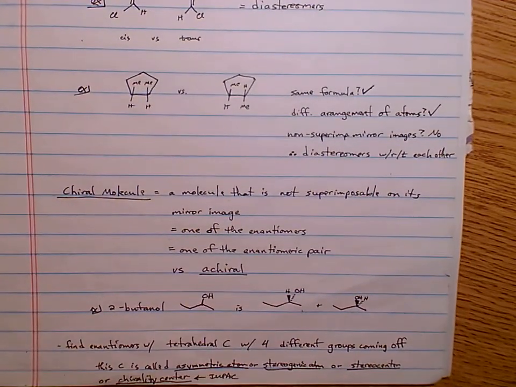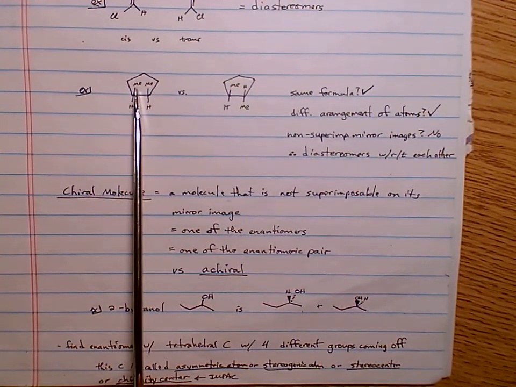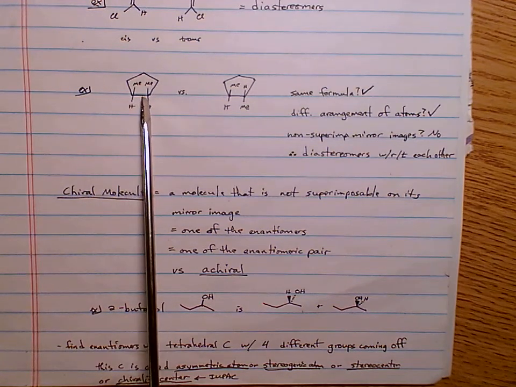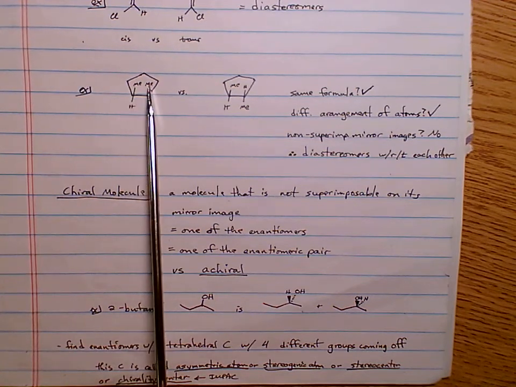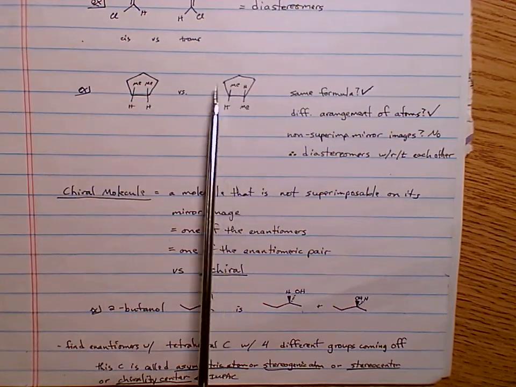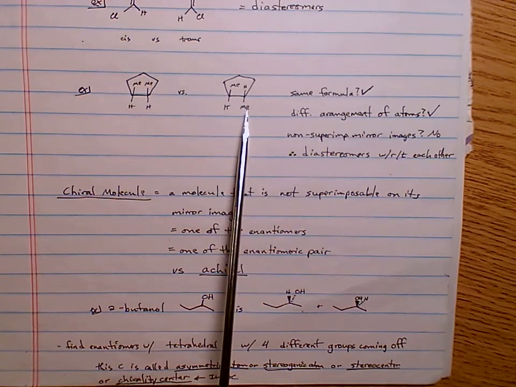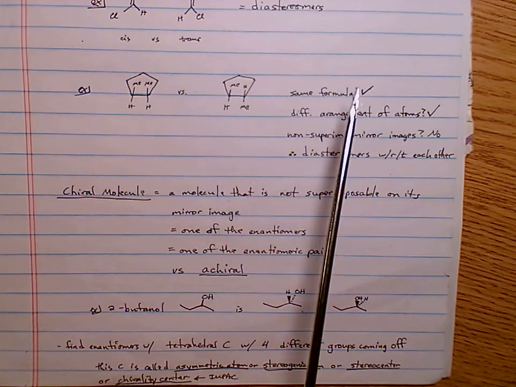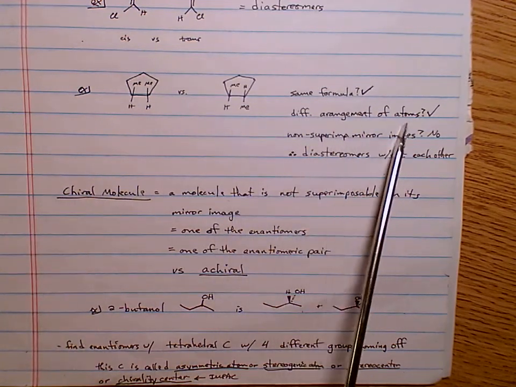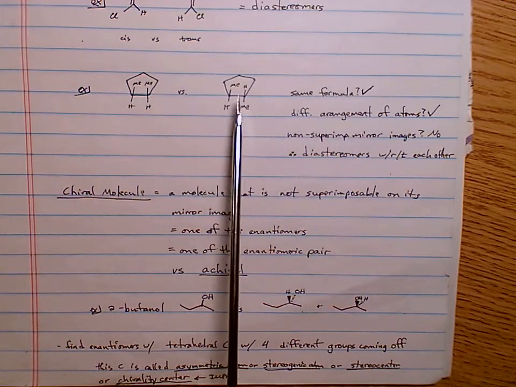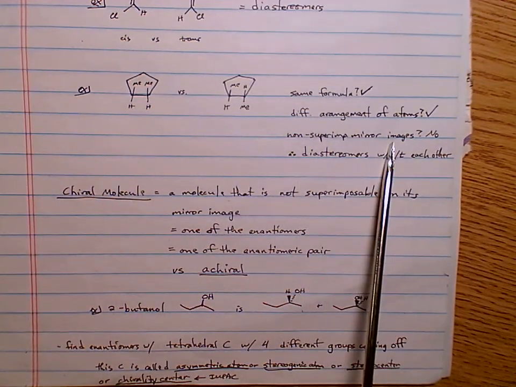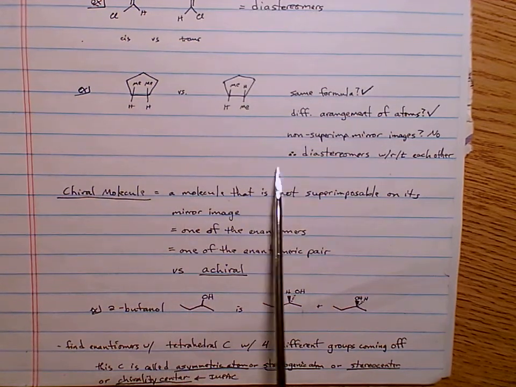For example, let's look at these two right here, where Me stands for methyl. Here I've got a ring. Recall, ring means that this single bond here cannot rotate. Two methyls cis to each other. Here are two methyls trans to each other. There's no way to rotate this methyl up here. So do these guys have the same formula? Yes. Do we have a different arrangement in space of the atoms? Yes. Are they mirror images of each other? No. So these two must be diastereomers.